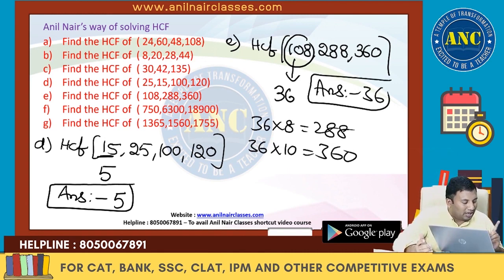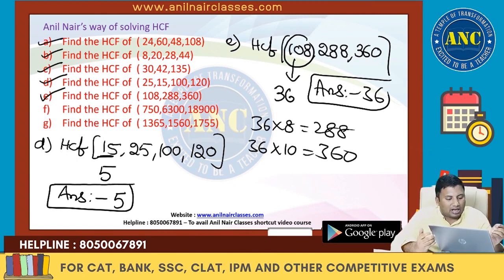Money, you are making a mistake. If I take 15, 15 should be a factor of every number. Is 42 divisible by 15? No. So 15 is an incorrect answer. I hope it is clear. A, B, C, D and E all are out.